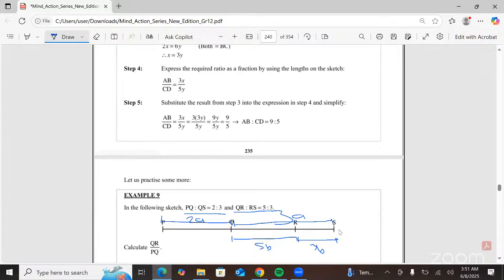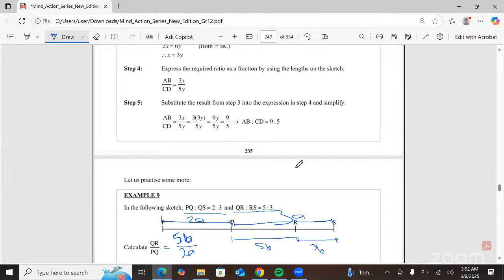Yes, sir. Okay, thank you. Then go to the question and look at what you are required to find. QR is this 5B, all over PQ. PQ is this part here, 2A. Now you need to find the relationship between B and A so that you can make the ratio of one variable.